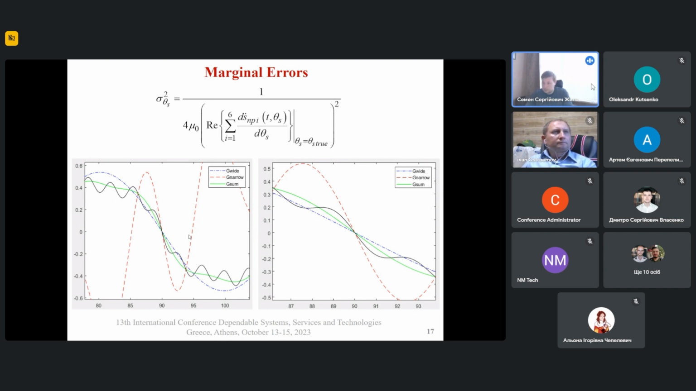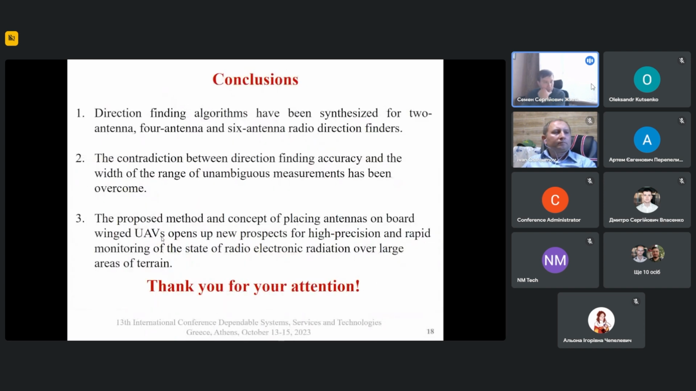So these are all the results that are prepared. We tried to solve the contradiction between direction finder accuracy and the width of the range of unambiguous measurements, and to implement this on a UAV. Thank you for your attention.